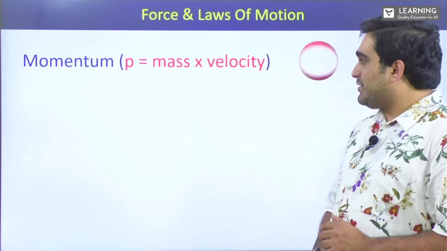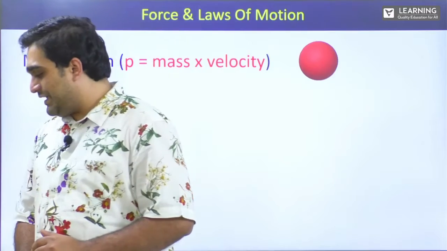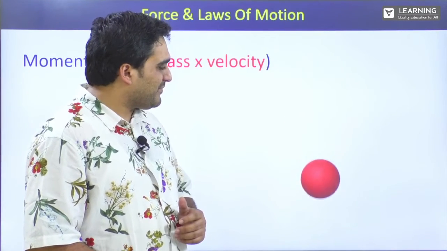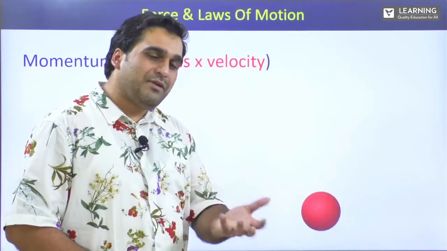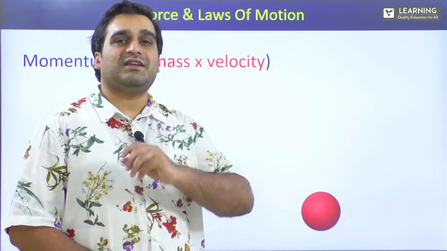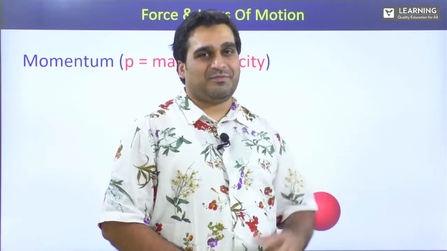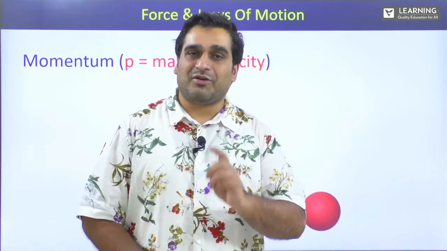Let's take the case of a ball. This ball currently, which is at rest, drops to the ground. Wonderful. So what happened to its momentum? Since initially it was at rest, the velocity is 0. So its initial momentum is 0. And as it falls to the ground, its final momentum will not be equal to 0 because it falls at a certain velocity.